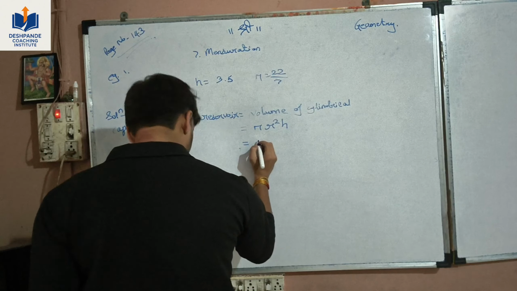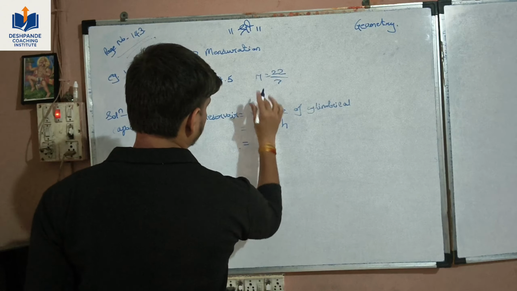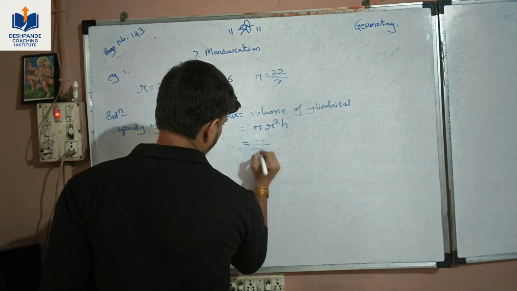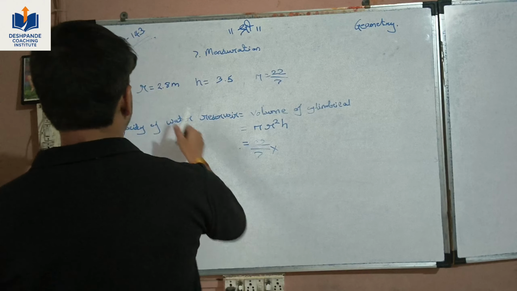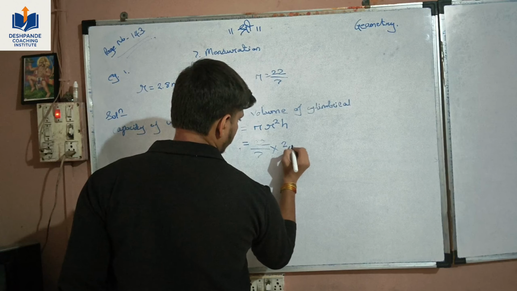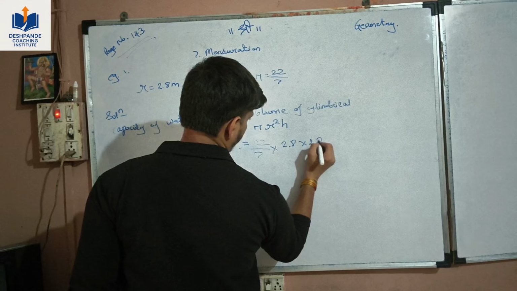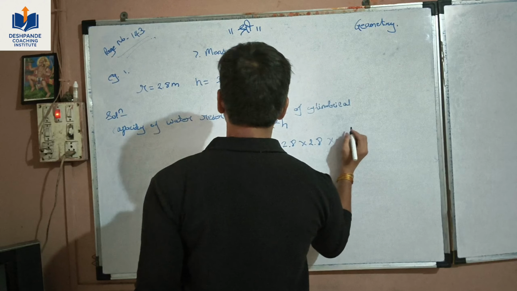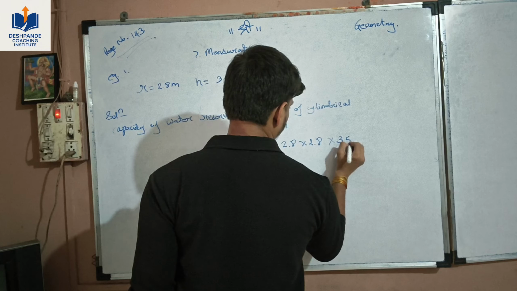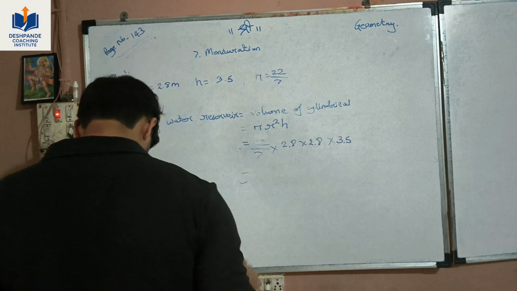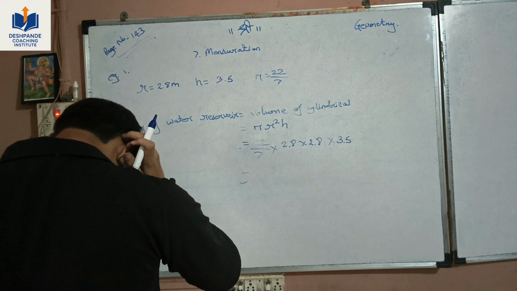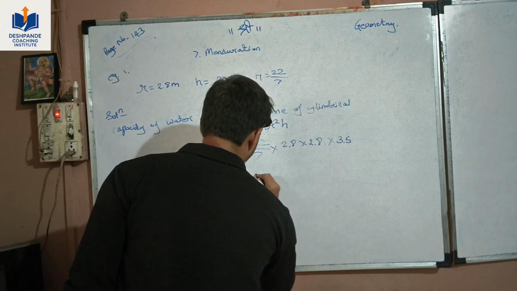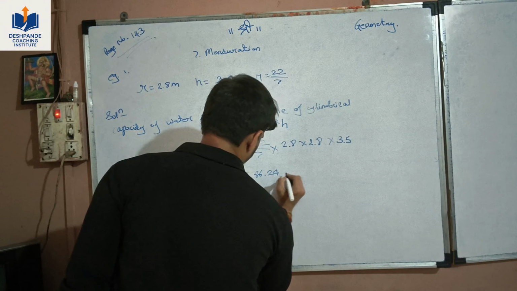We substitute the given values. The value of pi is 22/7, into r square, 2.8 into 2.8, into the height, which is 3.5. By solving this we get the answer 86.24 cubic meter, 86.24 meter cube.